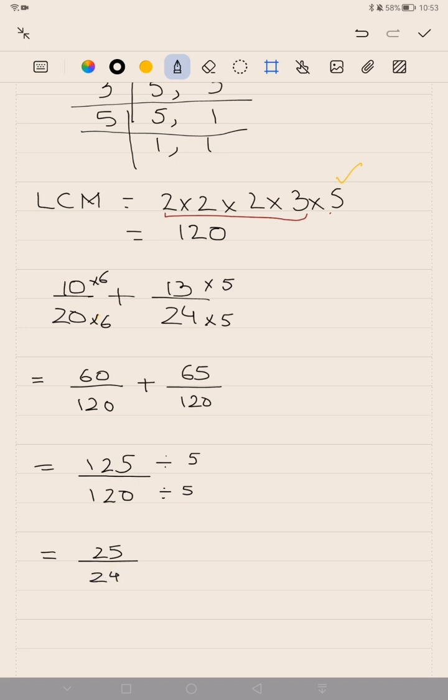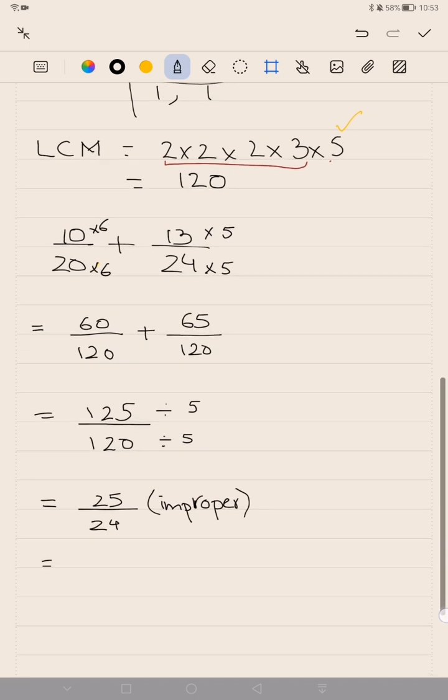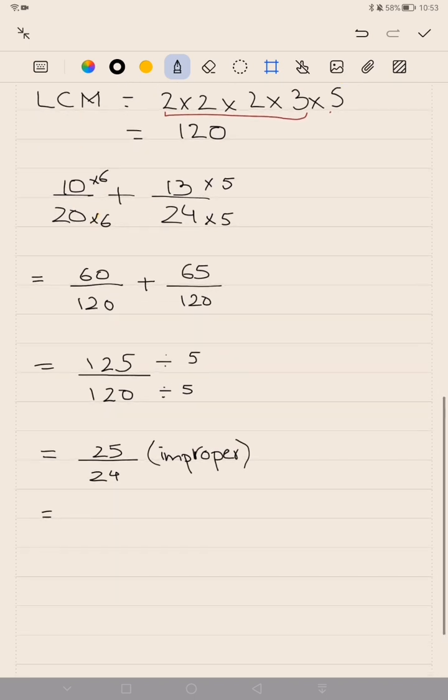Now, can we further simplify 25 and 24? No, they do not have any common factor. But if you notice, 25 over 24 is an improper fraction. The numerator 25 is bigger than the denominator. So I'm going to change this improper fraction into a mixed fraction by doing the long division.